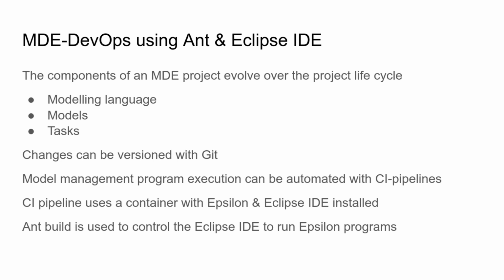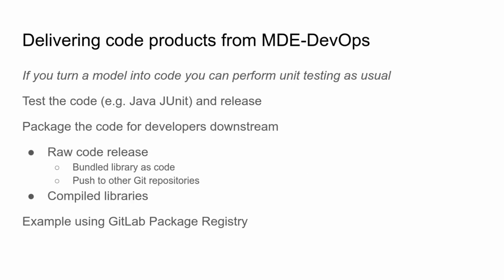The CI pipeline uses the Epsilon and Eclipse IDE installed within a container, and the only way to operate these components is through the use of an Ant build script. In many cases, the output of our MDE-DevOps operation will end in a code product. These code products can then be tested using the normal CI/CD practices. For instance, if you were using the Java language, you may have a series of JUnit tests that you then execute using a CI pipeline.